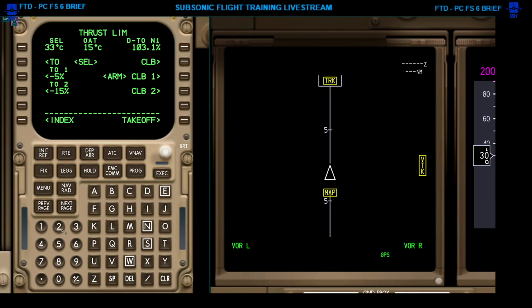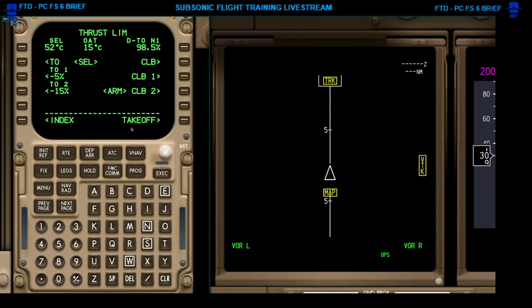And then if you put a temperature of, let's say we put 52 in here, now we know it's going to arm climb 2. And that would mean that it's greater than 15% of reduction of the max rated thrust, down to a maximum of 25% of full rated thrust.